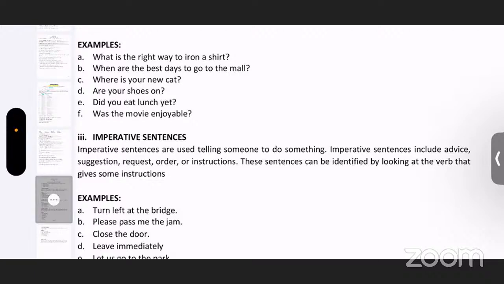We are going to ask so many questions. What is the right way to iron a shirt? What is the right way? So what is the manner? Like in which way can we do it the right way? So that means it depends upon the kind of question that has been asked. If we are going to ask the same question but without the WH word, like, is it the right way? Is it the right way to iron a shirt?